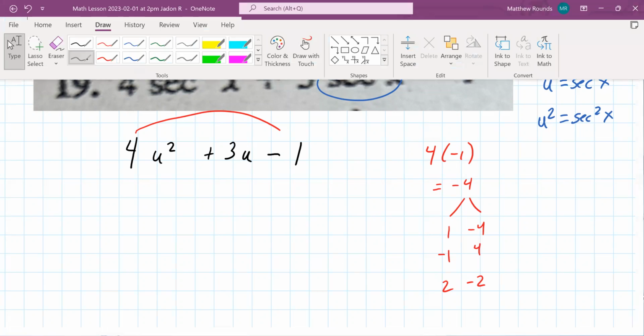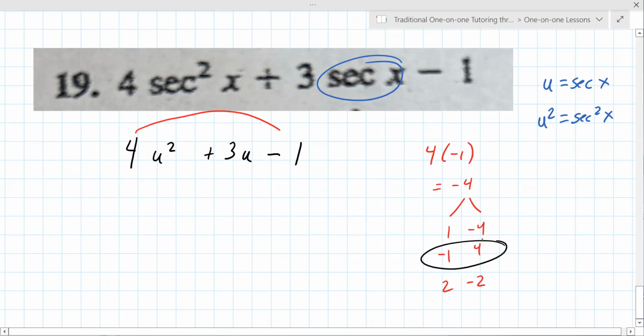Yeah, -1 and 4 do. So you have a choice here. It's either -1u plus 4u, or you can switch the order, 4u minus 1u. They both work, but I think most students tend to prefer the one that looks nicer with the first term here. So bring that down: 4u squared minus 1.